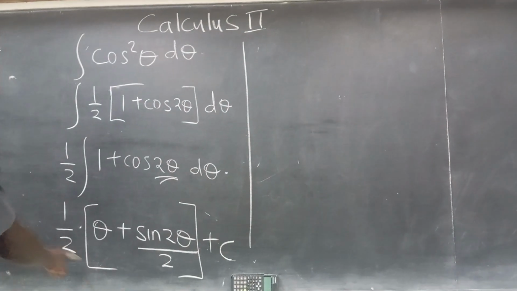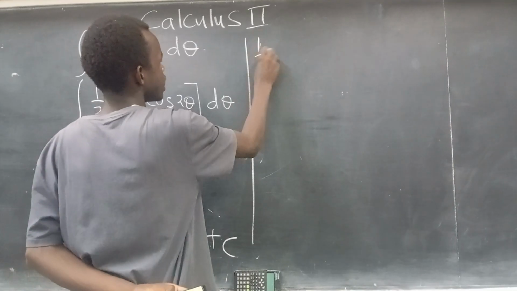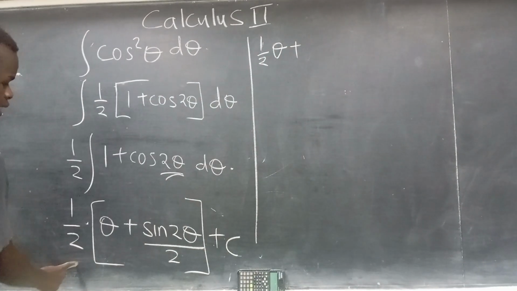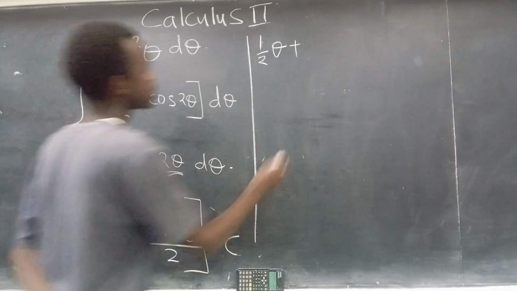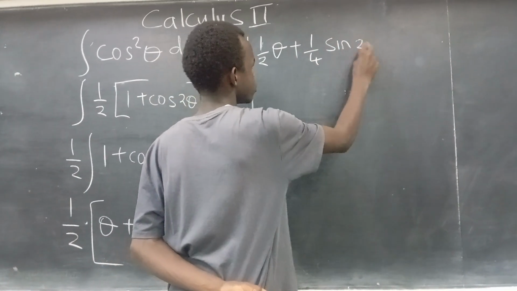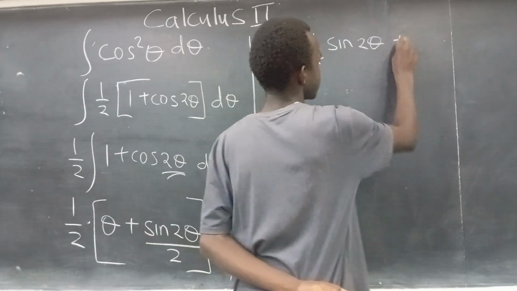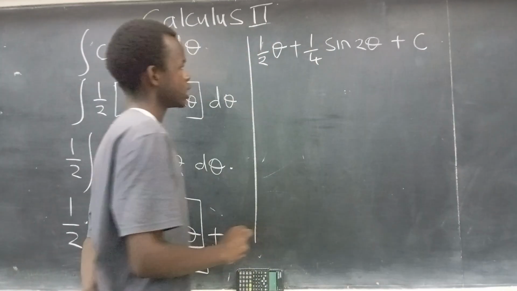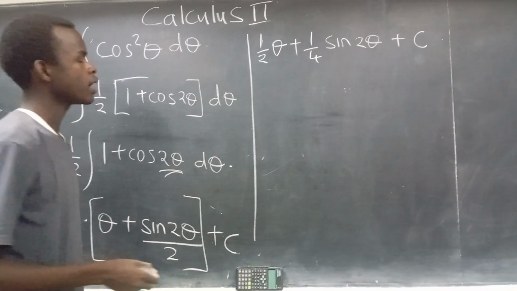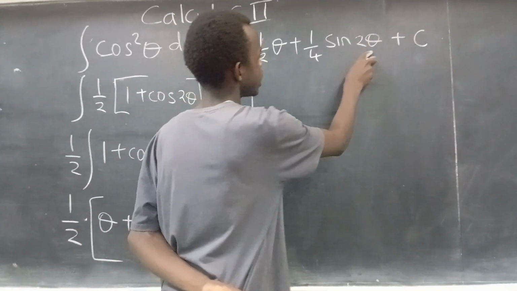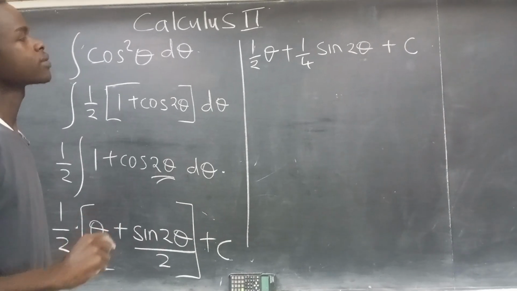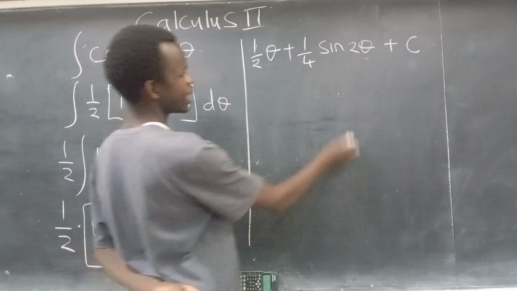So let's open up a half. So I'll get a half theta, plus this half multiplied by half, I'll get a quarter. I'll get my a quarter sine of 2 theta plus c, right? That's my supposed answer. Literally, that's the answer. But we'll have to replace our theta and that.